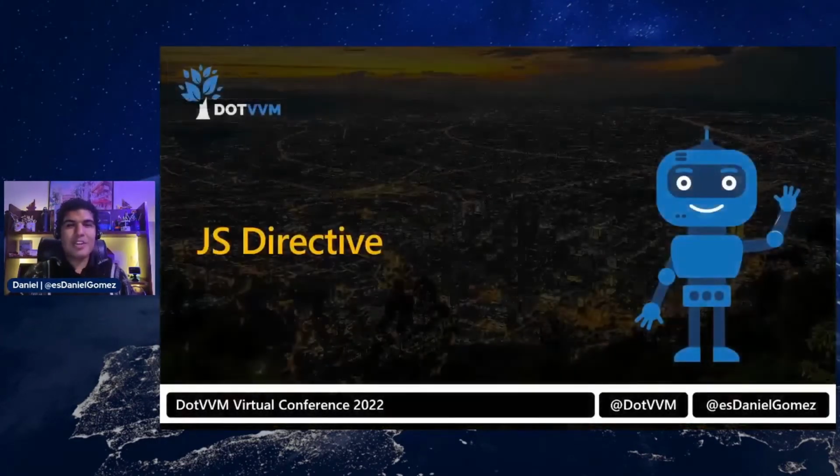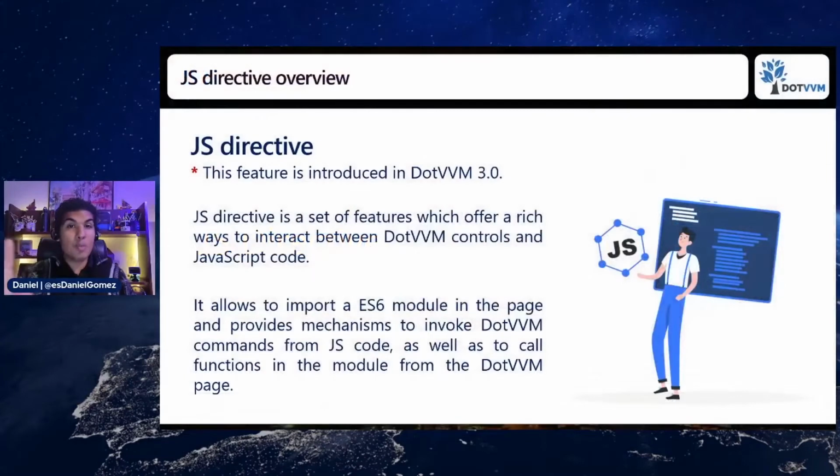Okay, let's talk about the GS directive. The GS directive was introduced in .vvm 3.0. It is a set of features which offers many ways to have communication between .vvm and JavaScript, and also from JavaScript to .vvm. It's an amazing feature because we can call literally anything in JavaScript and use it in .vvm.